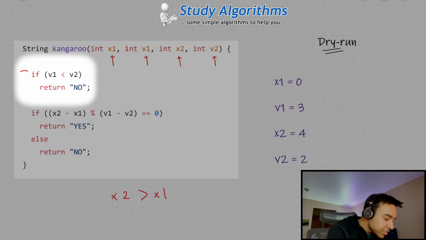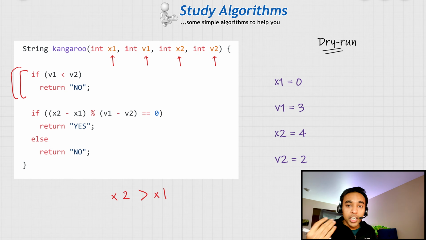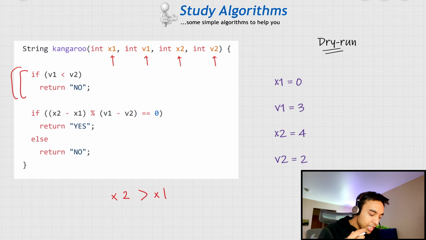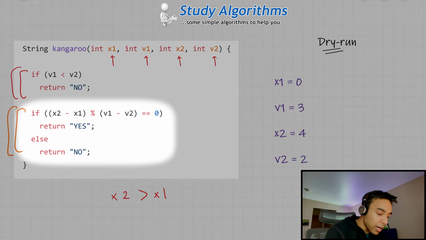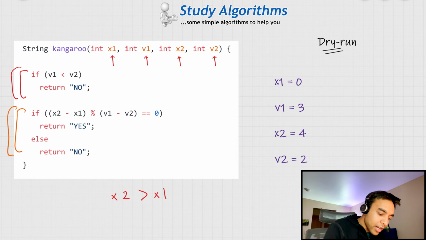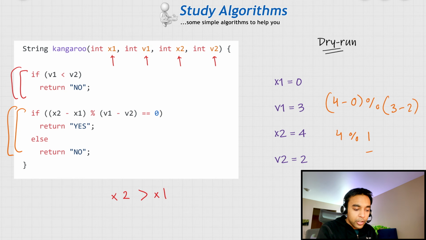So, in the first condition, I just check if v2 is greater than v1. If yes, then I return a no. That means both the kangaroos can never meet. However, if that is not the case, I apply my formula. So for the given parameters, the formula would be 4 minus 0 modulo 3 minus 2. That translates to 4 modulo 1. This has a value equal to 0 because 4 can be divided by 1 perfectly. And hence, in this case, your answer would be yes.